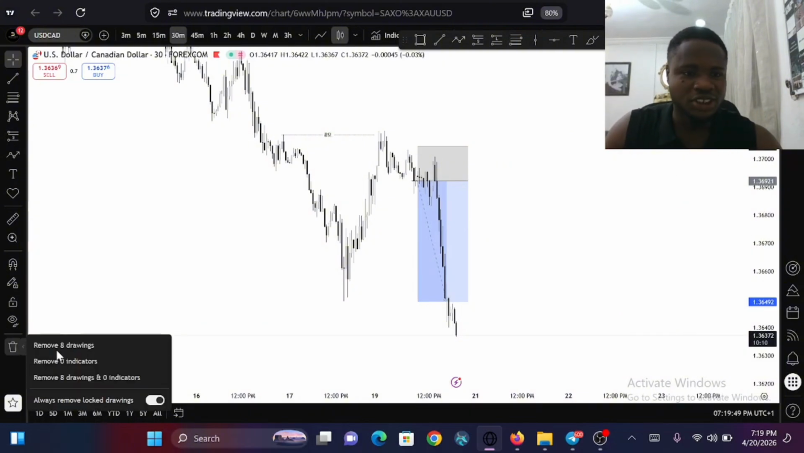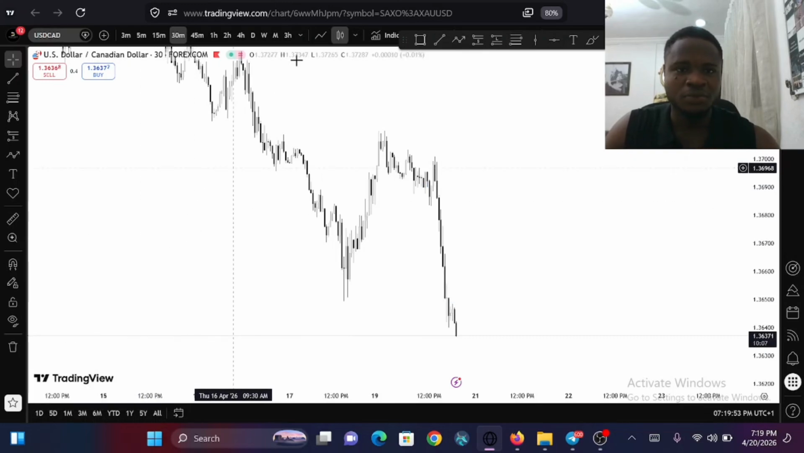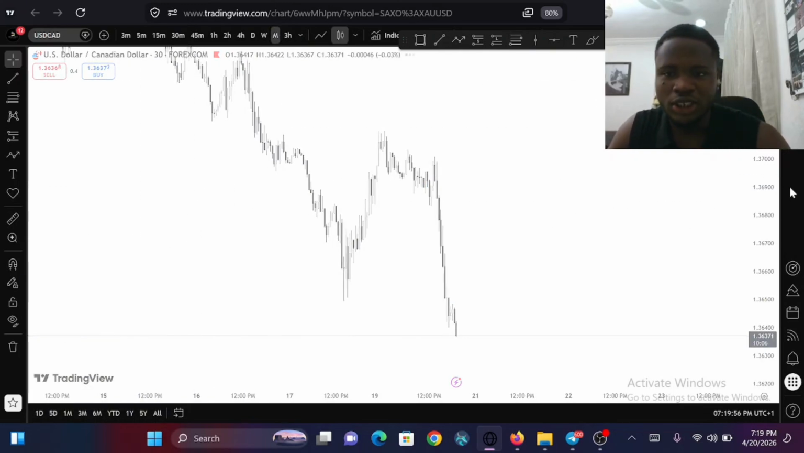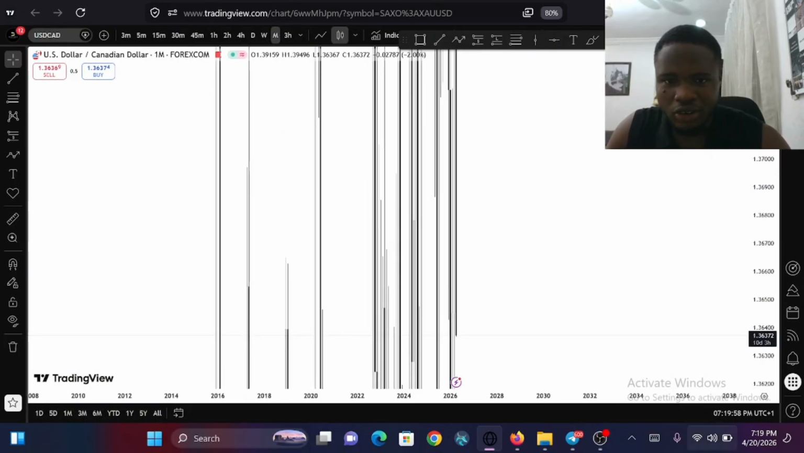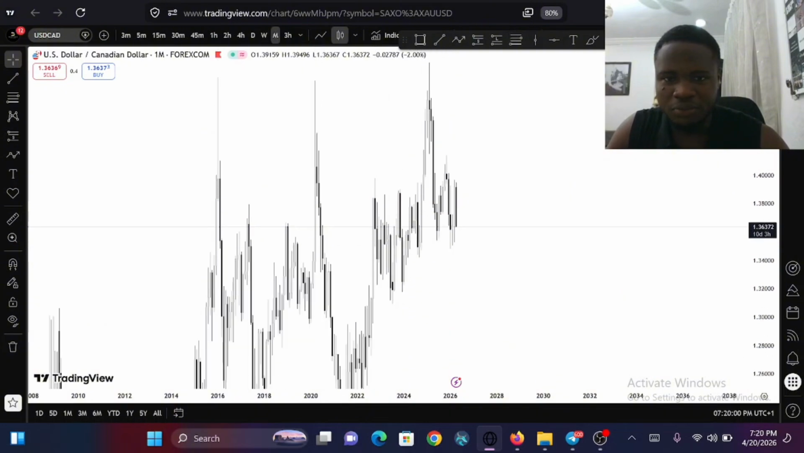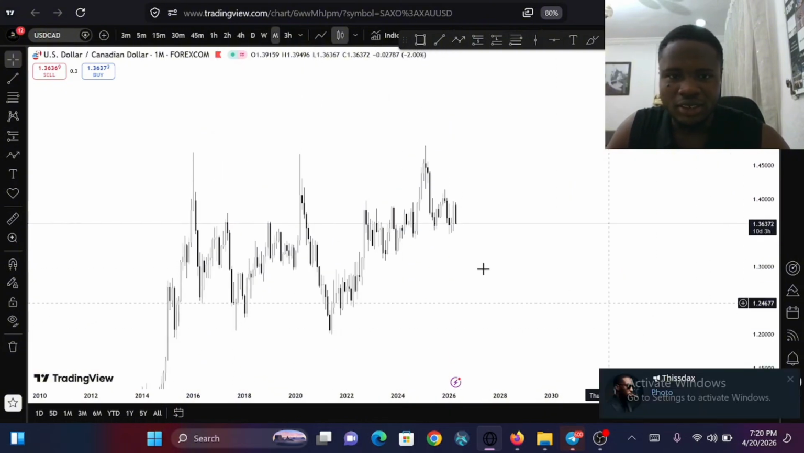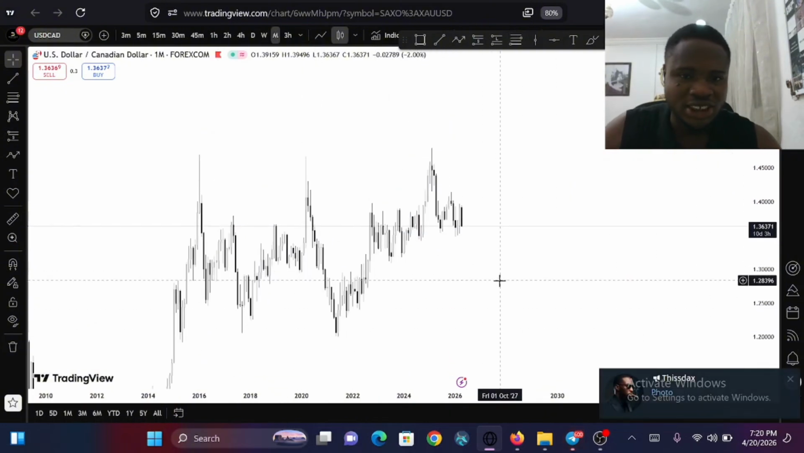Alright, so let me just clear everything so we just dive right into the reason I took this particular sell on USD. Alright, so let's drop down to our monthly time frame here. Look at this on the monthly time frame. You can see that USD is bullish.